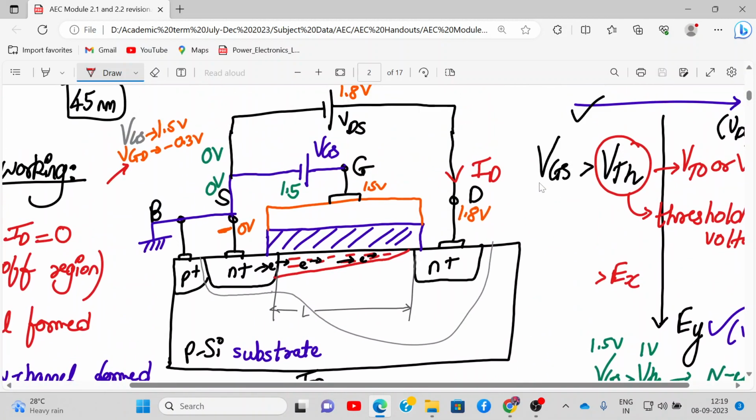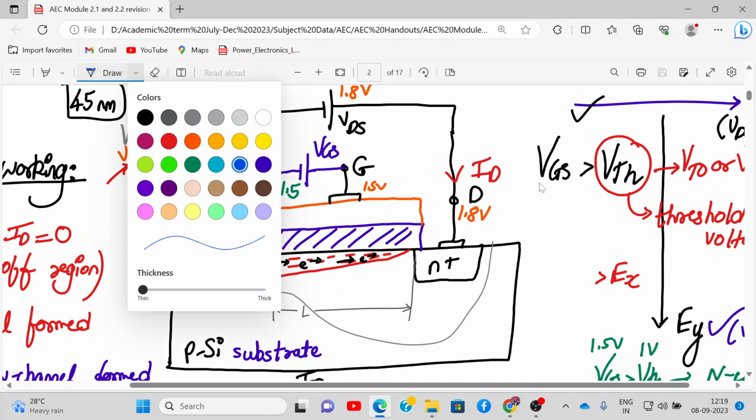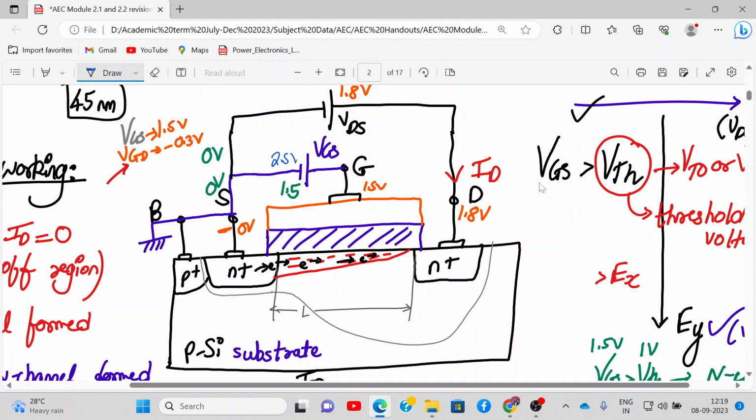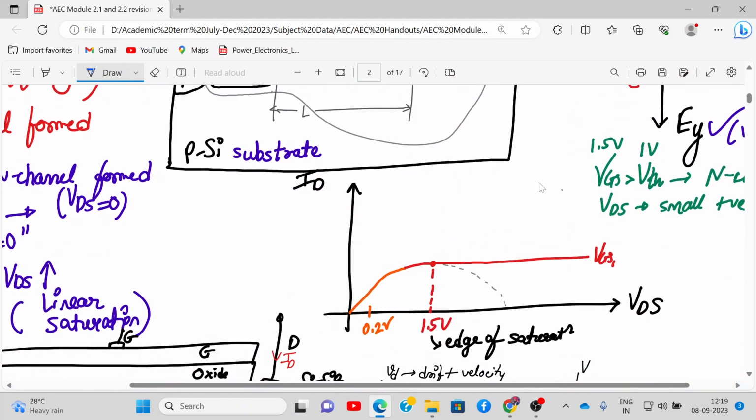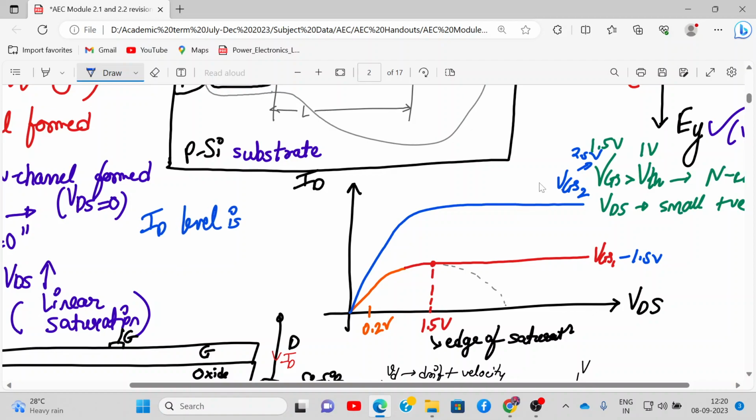Now, whatever I have told, just increase this 1.5 to 2.5 volt. So what will happen? The graph will look like this. This is for a higher value of VGS. The graph will increase, like this. So this is 1.5 volt, this is 2.5 volt. If you increase the voltage more, as you can see, the current level is enhanced. So the ID level is enhanced.